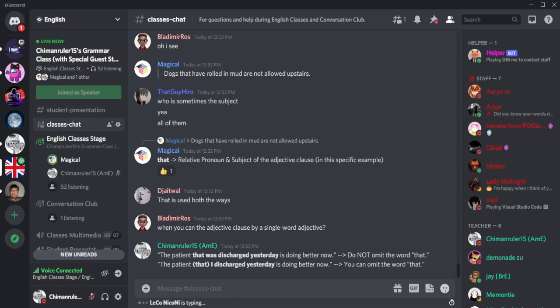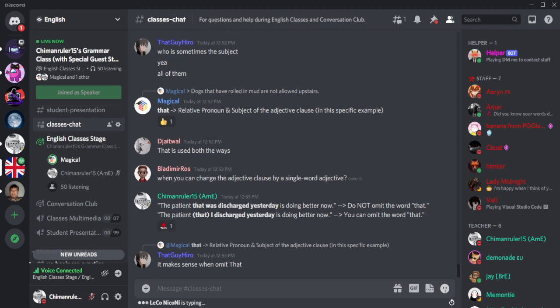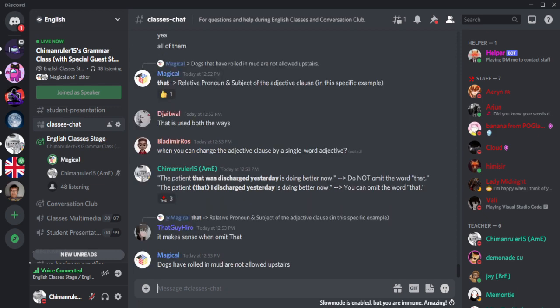You can always replace an adjective clause with a single word adjective, okay? You can always replace it. But now we are talking about the subject of the adjective clause. It makes sense if you do not. Dogs have rolled in mud are not allowed upstairs. At first, seemingly it does. Dogs have rolled in mud. Yes, it makes sense, but when you read the rest of the sentence, it no longer does.